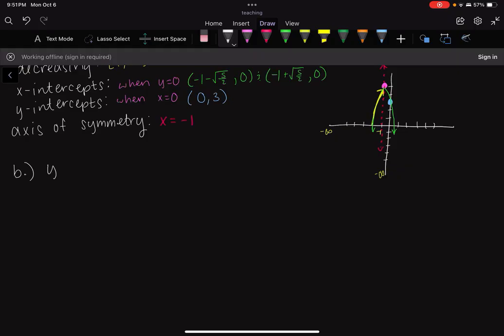So part B, we're going to do y equals -x² minus 2x plus 3. Now I'm going to go ahead and turn this into vertex form first. So to do that, I'm first going to factor out a -1 since I have an a value. I'm left with x² plus 2x, leave myself a gap, plus 3. I'm going to add in +1 minus 1.